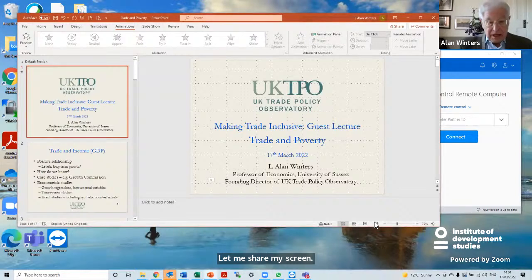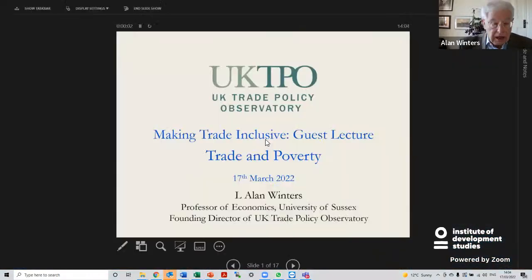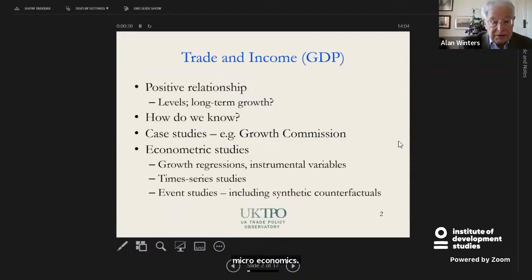We tried it before, and I want to talk about trade and poverty, which is one aspect of inclusive trade, one that greatly exercised us in the 1990s and 2000s, and is still hugely important. And I want to talk firstly about macroeconomics, and Amrita has already mentioned this a little bit, and then to talk a little bit about the way we think about it as microeconomics. I am an economist, as you can see.